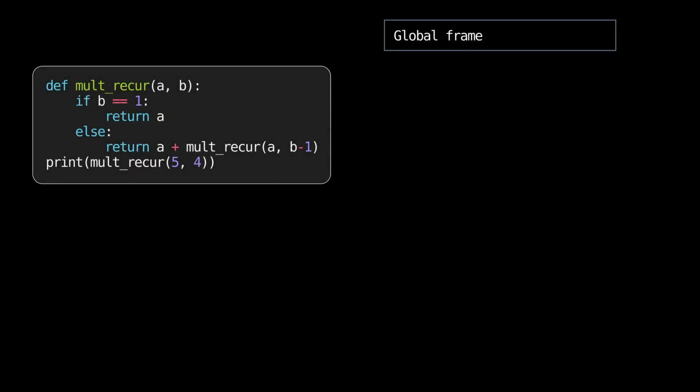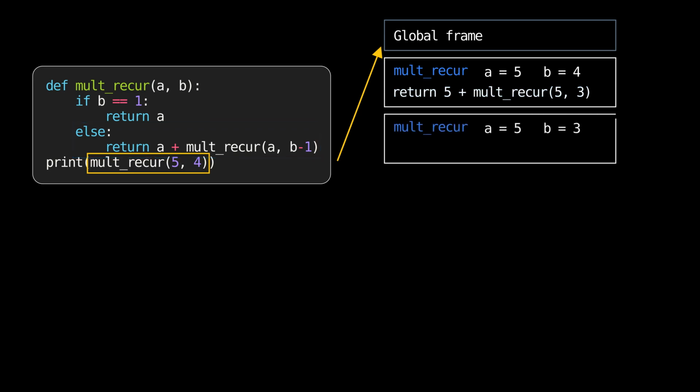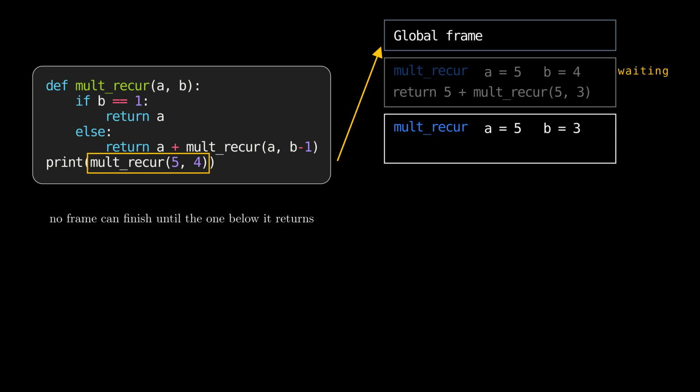Watch multRecur of 5 and 4 run the way Python Tutor would draw it. The main program calls multRecur of 5 and 4. That call gets its own environment, a frame, holding A equals 5 and B equals 4. B is 4, not 1, so we take the else branch and must return 5 plus multRecur of 5 and 3. That is a new function call, so Python opens a new frame for it, and the first frame goes on hold. It cannot finish.